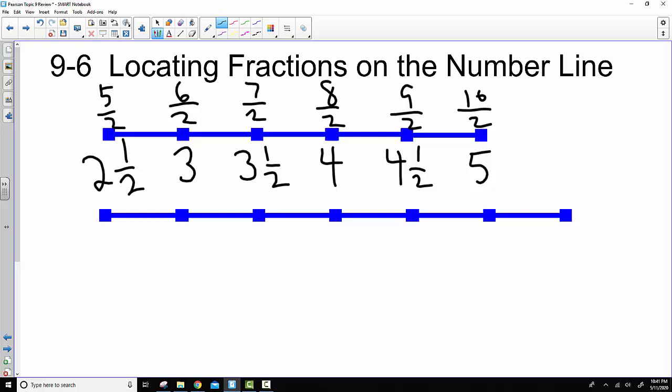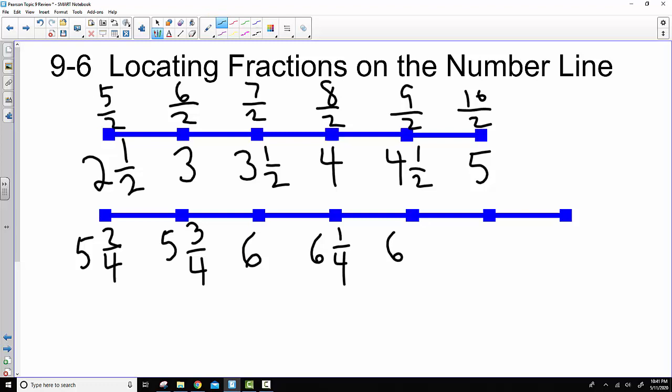Looking at our bottom number line, let's try a number line using fourths. And perhaps we will start at 5 and 2/4. The next point then would be 5 and 3/4. Then the whole number 6. 6 and 1/4 comes next. 6 and 2/4. 6 and 3/4. And then the final number for this number line would be 7.